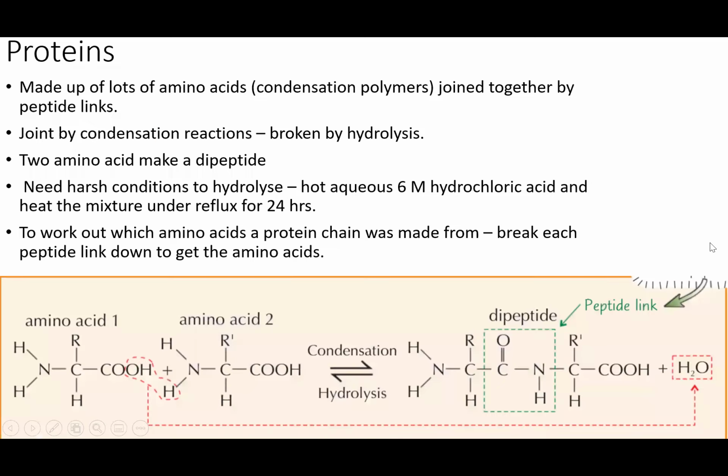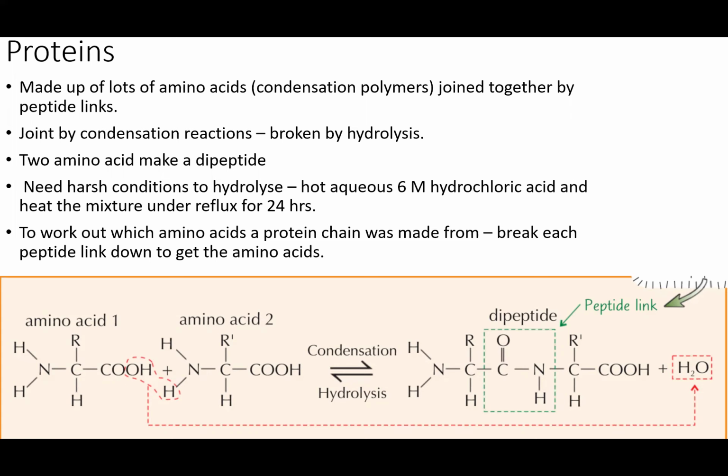So proteins are a form of condensation polymers of amino acids. So proteins are made up of lots of amino acids, and these amino acids have been joined together by peptide links. The chain is put together by condensation reactions, and then they are broken apart by hydrolysis. So very similar to when we talk about those polypeptide chains. They're condensation polymers, not addition polymers. So they're joined by condensation reactions, and then they can also be broken apart back to their monomers by hydrolysis.